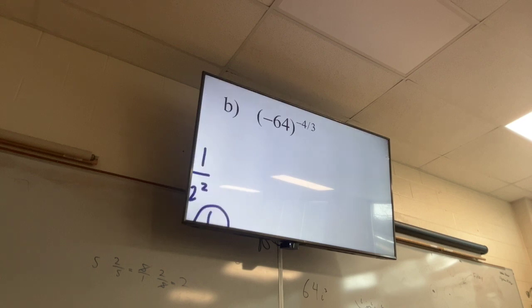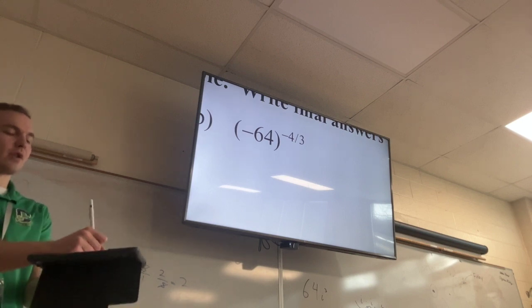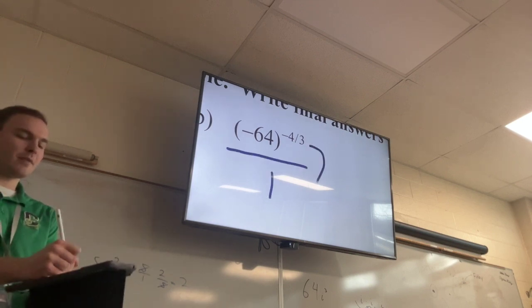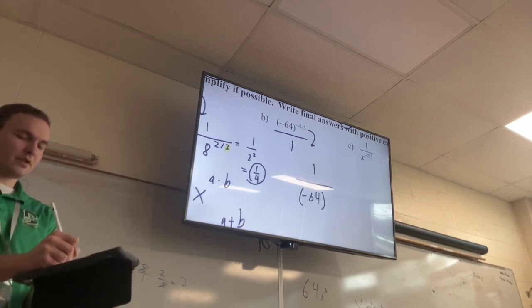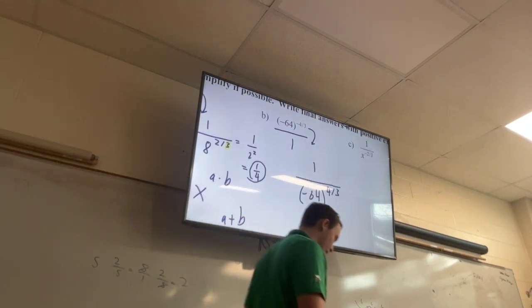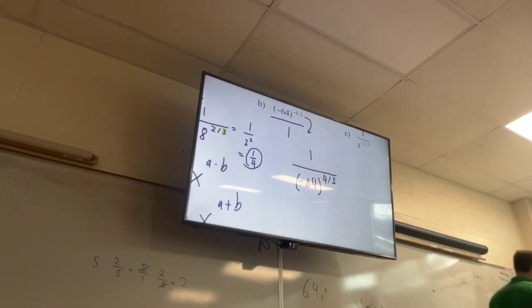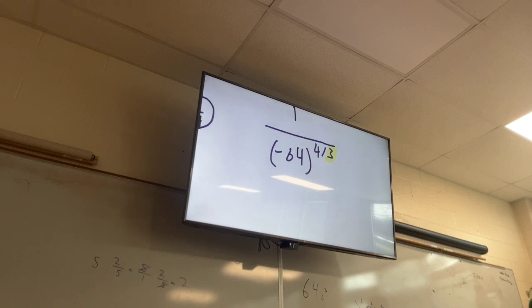All right, B, what do I do first? Let's make the exponent positive. What do I have to do to do that? Flip it. It's going to be 1 over negative 64 to the positive 4/3. And on the bottom here, we deal with the denominator of my exponent first. Start from the bottom. What's negative 64 cube rooted? Negative 4. Yep. 1 over negative 4 to the 4th.